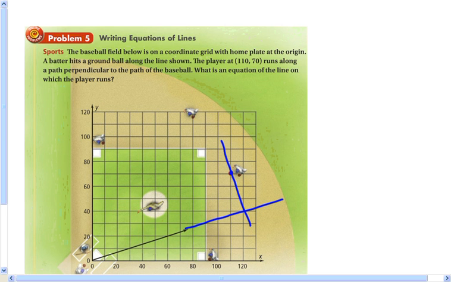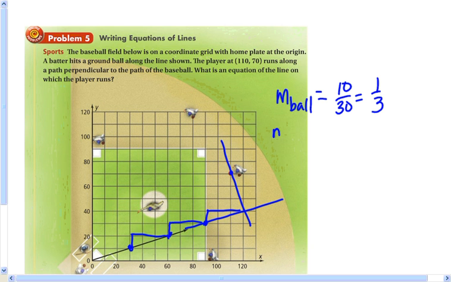Anyway, we want to find the slope of the ball, and then we want to be perpendicular to that. To find the slope of the ball, we can just pick a couple points, or we can just use the grid to help us. You might notice that we go up 10 for every 30 we go across. So that slope is 10 over 30, or 1/3.